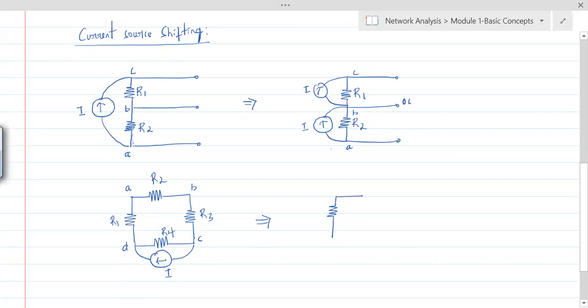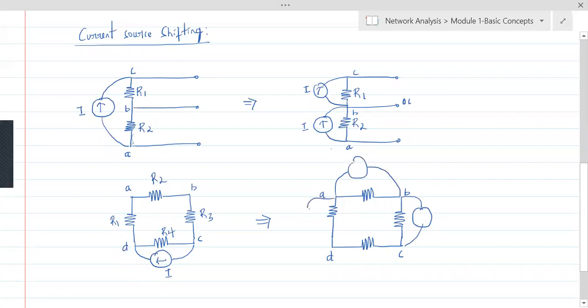It's not an efficient way of dealing with the circuit, but this is possible, is what I'm telling you. The A, B, C, D. There is a current I moving from C to D. So we can rather plan our shifting like this. This is inefficient, I'm telling you, but this is possible.